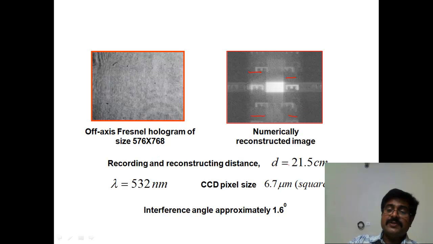So the recording parameters used: the distance between the letter E and the CCD camera is D, the wavelength used was 532 nanometer, and the CCD pixel size, with square pixels where delta psi and delta eta are the same, is 6.7 micron, and this was used in the off-axis geometry. Approximately the angle of interference is 1.6 degree, so that we are able to achieve a separation between the real and virtual images and the DC term.